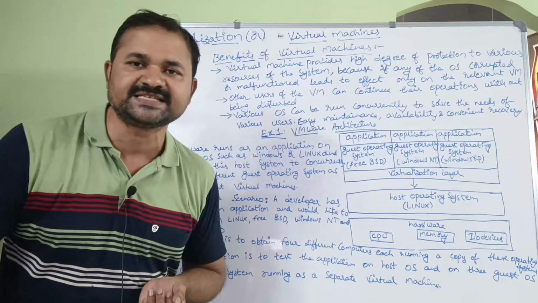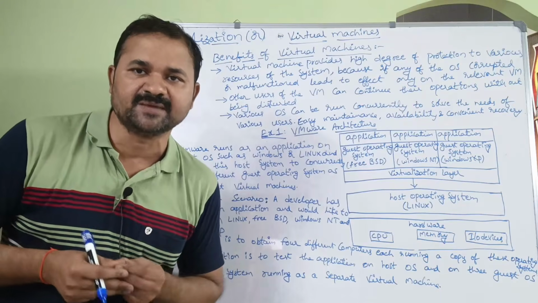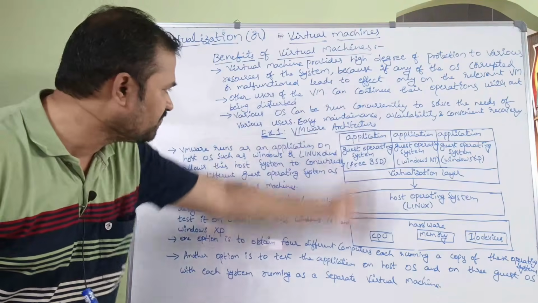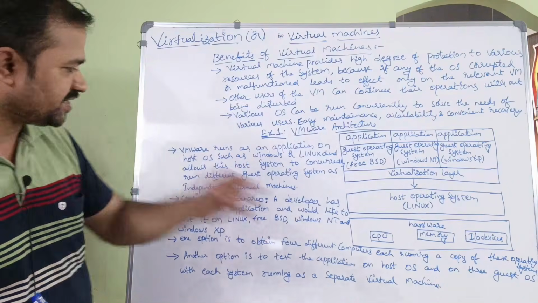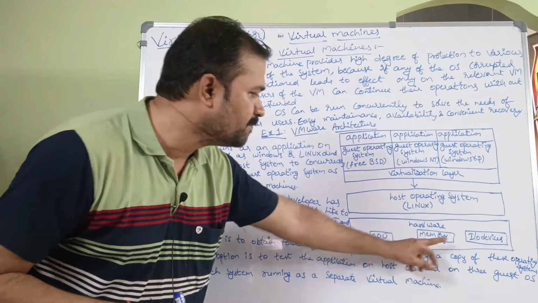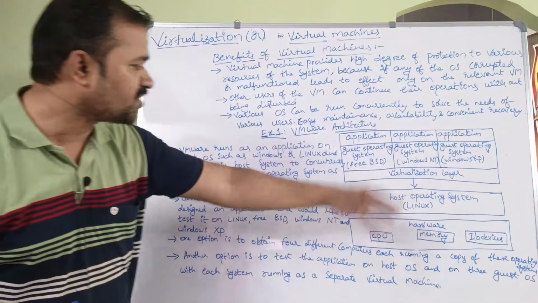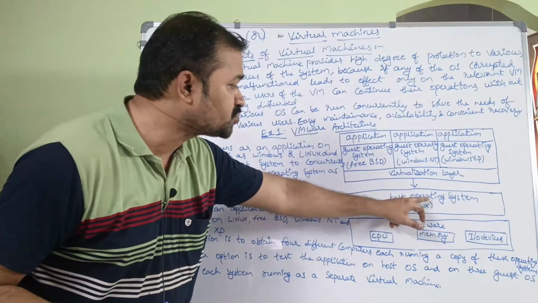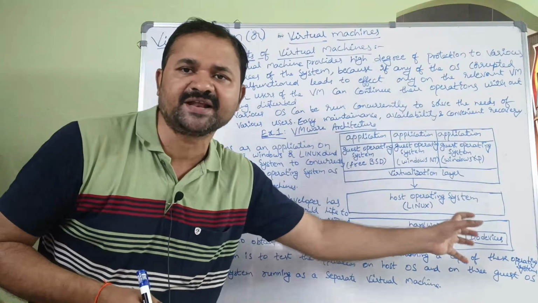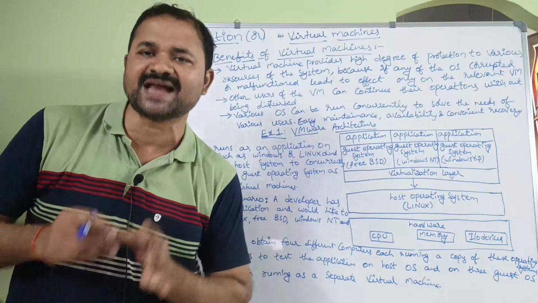Next, we will see the second example, that is JVM. JVM stands for Java Virtual Machine. So this is the diagram for the VMware architecture. At the bottom we have hardware like CPU, memory, IO devices. On top of it we have the host operating system, that is Linux operating system. So in our diagram the host operating system is Linux.